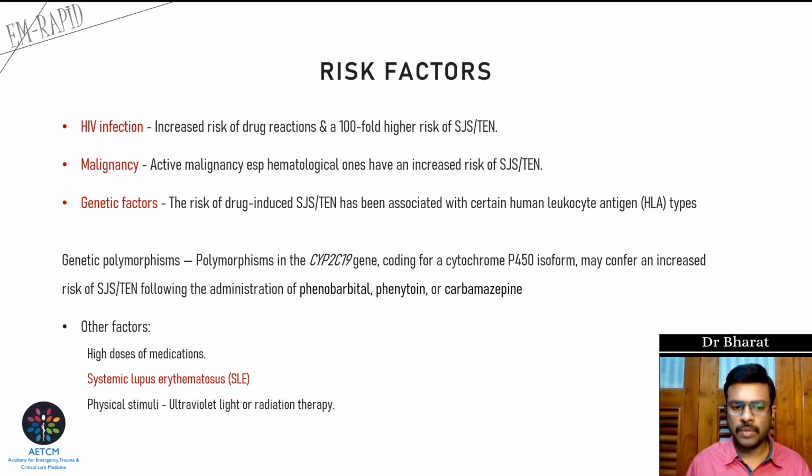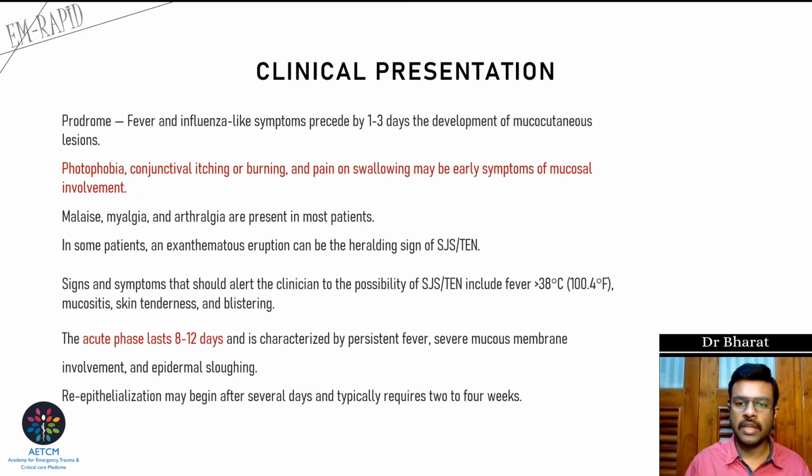Other factors can also be high doses of medications, SLE, and physical stimuli like ultraviolet light or radiation therapy on the skin. The clinical presentation for an SJS/TEN patient can vary greatly in severity, but almost everyone will have an initial phase of prodromal symptoms like fever and mucocutaneous rashes. The fever and influenza-like symptoms usually precede the rashes by 1 to 3 days. So early diagnosis or early catching of this disease is of utmost importance.